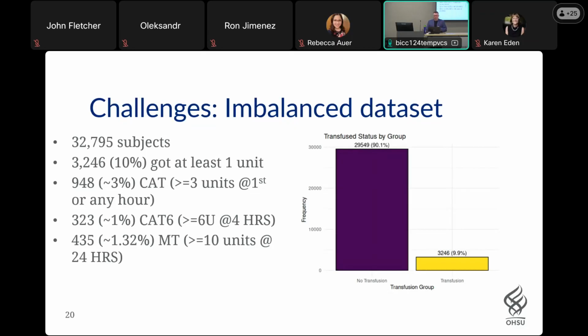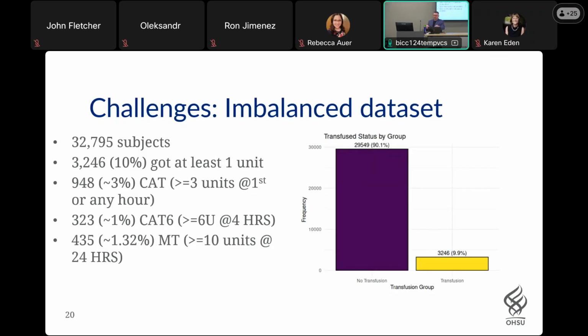There is a CAT6, which is sometimes called early MTP. And that's 6 units or more within first 4 hours after admission. But overall, 90% of my patients did not need any kind of blood products, and only 10% required the blood transfusion of any means. So to bring it together, to make the data set balanced, there are 2 ways.